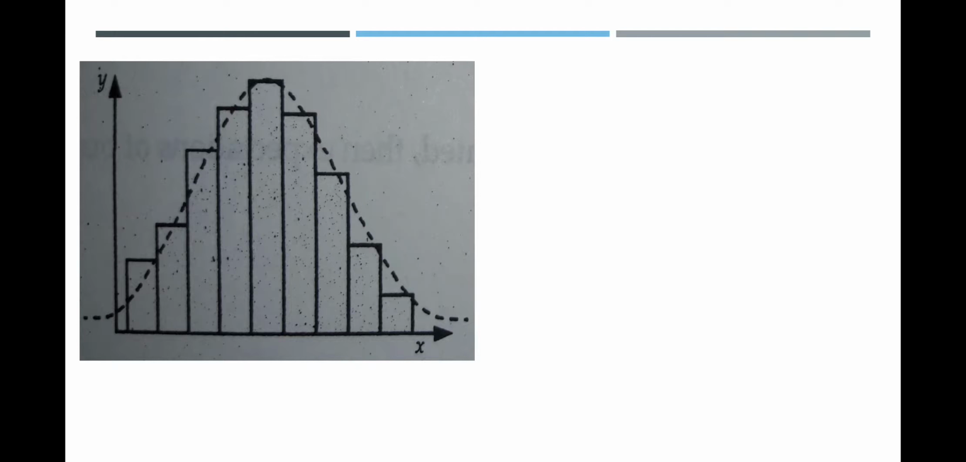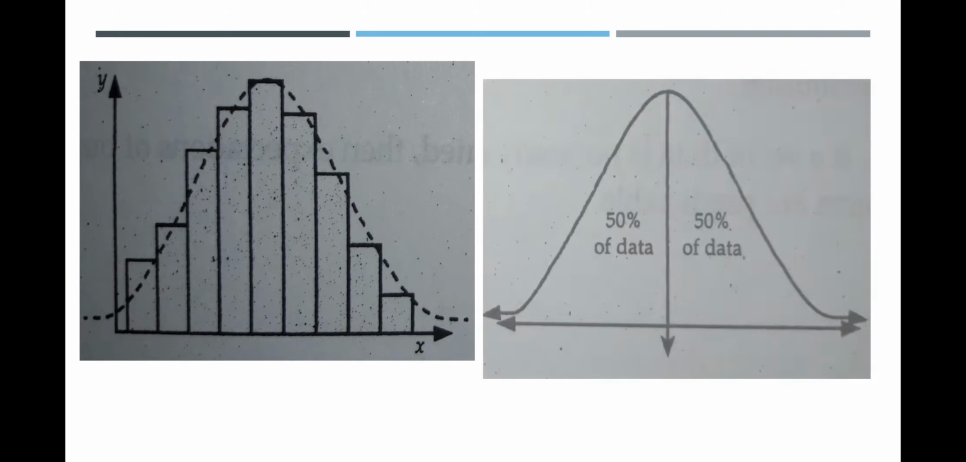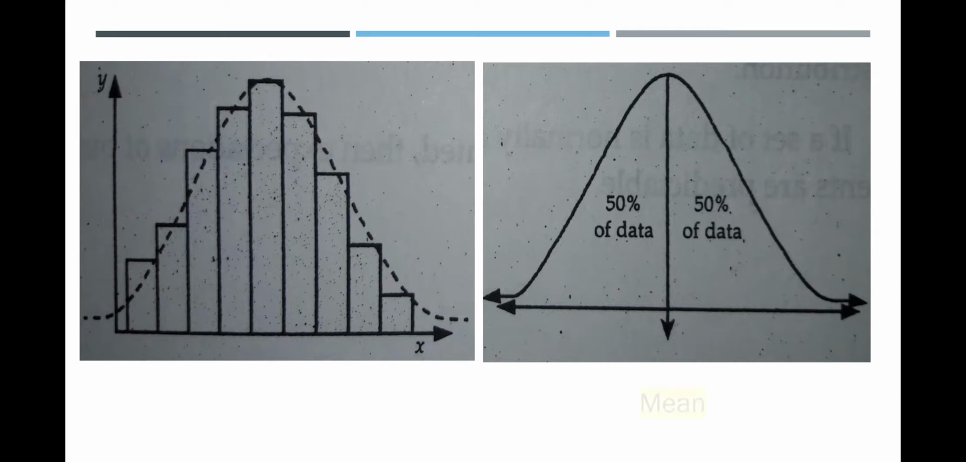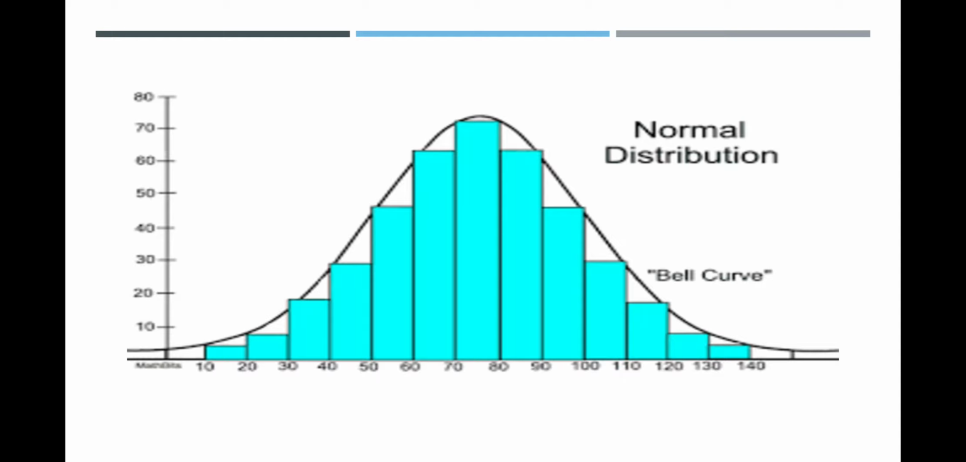So to sketch the graph for the histogram, the graph is a bell shape wherein the mean, median, and mode are at the middle, and that is divided into equal halves, or 50% of the data on both sides. So we have here the graph of a normal distribution. It's a bell curve, or it's a bell shape.